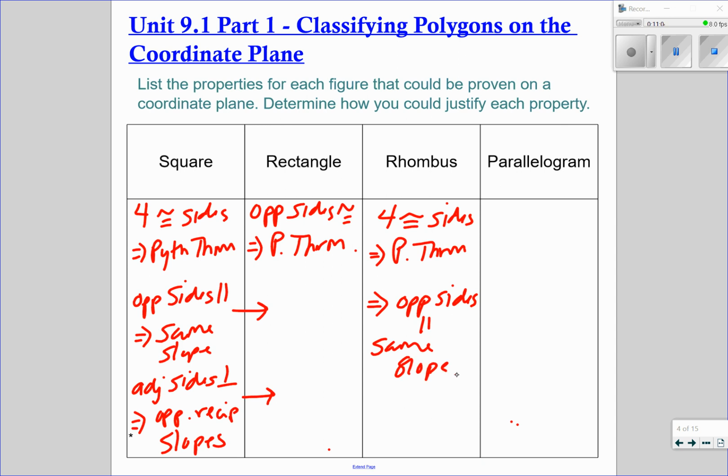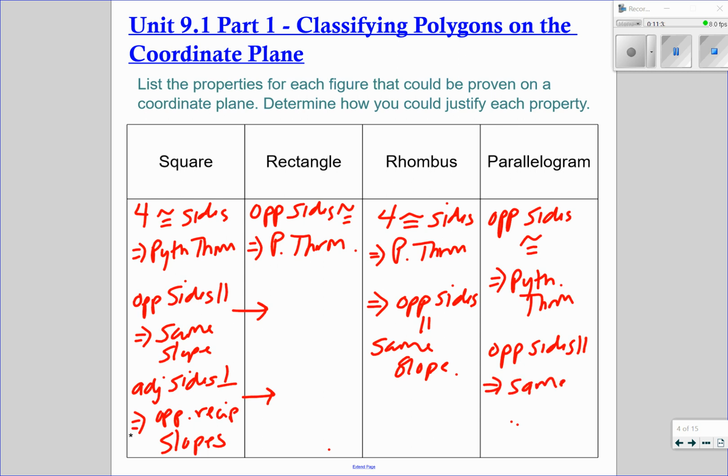And finally, even less specific, for a parallelogram, it does not require that all sides are congruent. It just requires that opposite sides are congruent, and we'd use the Pythagorean theorem again. And this one would show that opposite sides are parallel, and we'd have to show same slopes.